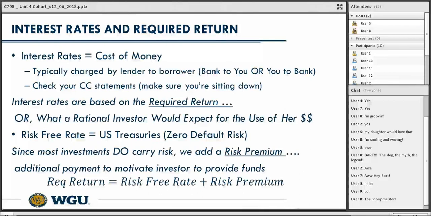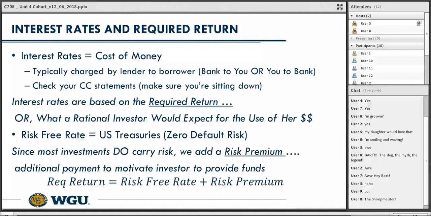Now, what are interest rates based on? Where do they come from? How are they calculated? They're based on the idea of the required return, or as we like to call it, what would a rational investor expect for the use of her money? Now, the required return starts with something called the risk-free rate.